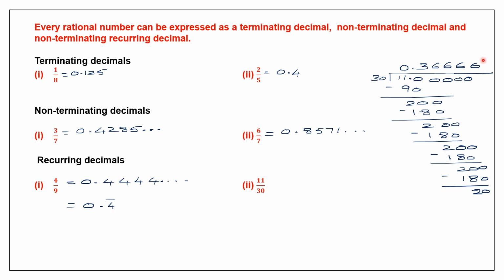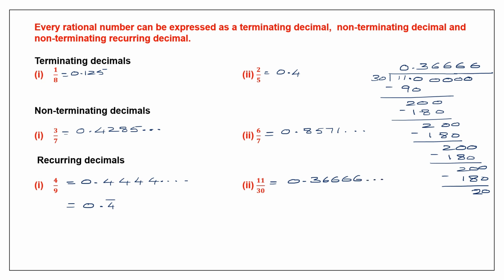And here can you see our quotient? This is 0.36666. It continues that way. 3 is not repeated, but 6 is repeated. So this is a non-terminating recurring decimal. So let's write our answer here. So this becomes 0.36666. You can continue like that.